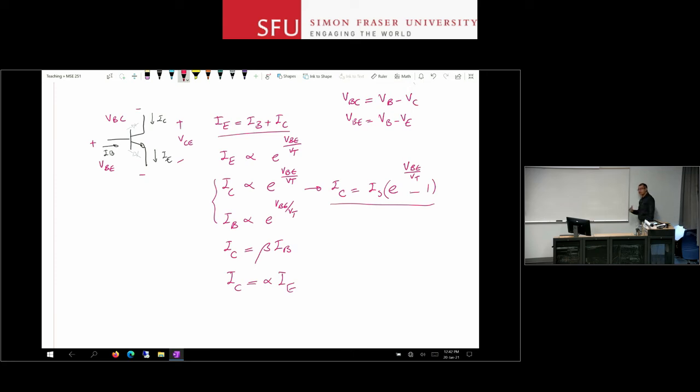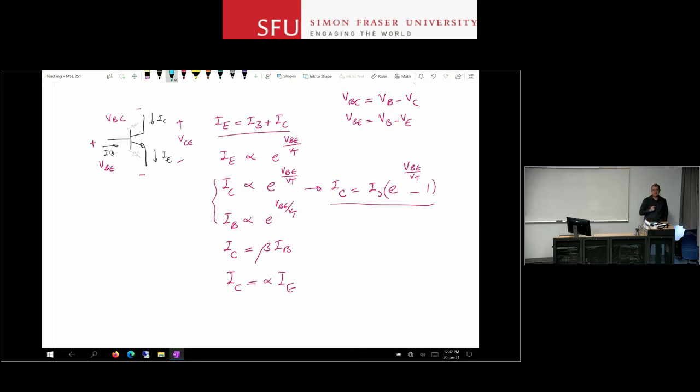IC is alpha times IE, or IC is beta times IB, right? And these are the equations, once you accept the fact that, let's say, IC is proportional to VB over VT, the rest of it just follows, okay? Now, here is the interesting bit.